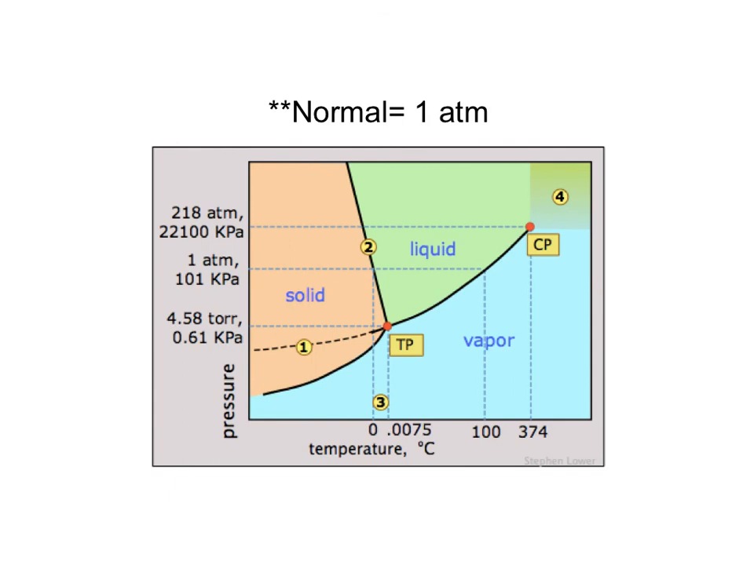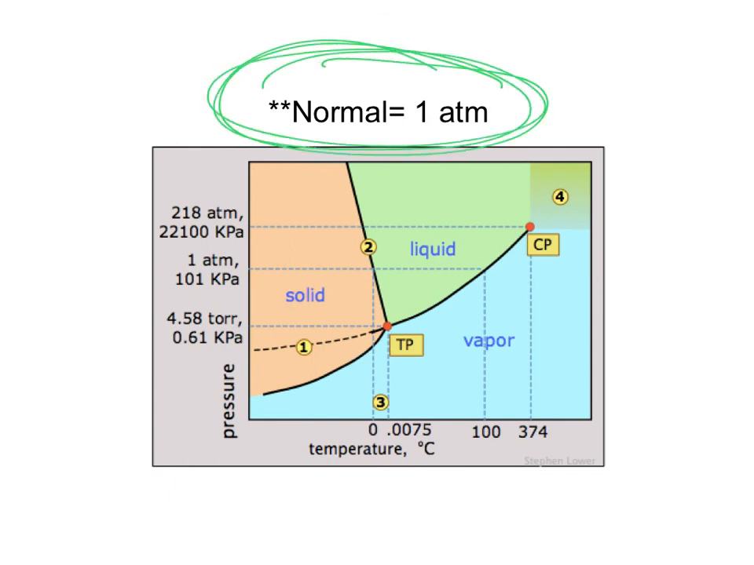The last term is normal. Normal atmospheric conditions is 1 atmosphere. The unit atmosphere comes from how much pressure is pushing on you due to the atmosphere. That's why it's called ATM. So 1 atmosphere is normal. If I ask a question about normal, that should tell you, okay, we're at this line right here. So you could tell me the normal boiling point. Well, normal boiling would be along this line too. Normal would then be right here.